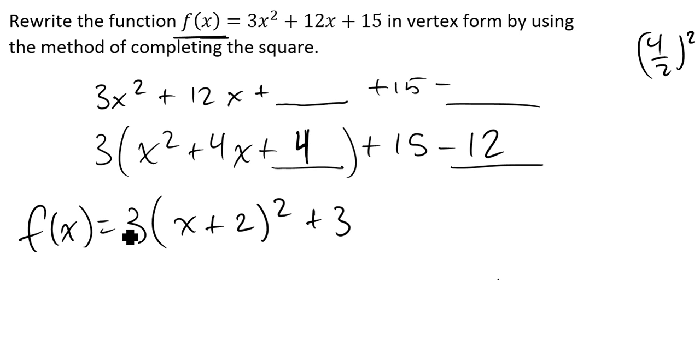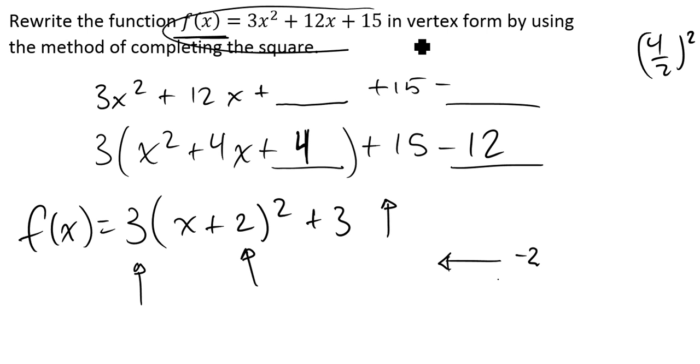For example, this thing has been shifted 2 units to the left because this is x minus negative 2. The other thing that's happened is it's been shifted 3 units up. And also it's been subjected to a vertical stretch by a factor of 3. Now, none of those I could really see when I was looking at the original function, but now that I've got it in vertex form here, I've got a pretty good idea of exactly what this function would look like.